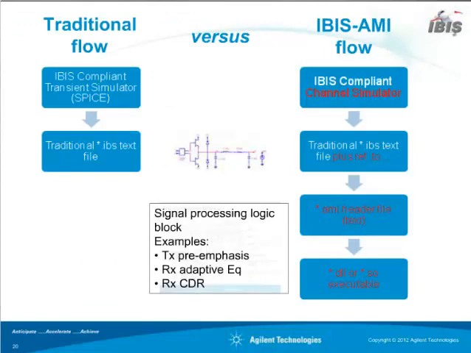So what does the traditional flow and the IBIS AMI flow look like? Well, the traditional flow takes place in a SPICE simulator. It has the IBIS buffer models and a traditional text-based IBIS file. Now, the IBIS AMI flow does require you to use the channel simulation. So IBIS AMI models don't work in a SPICE engine. They really are designed to work within the context of a specialized engine. And again, it starts with the IBIS text file, but there are two extra files that allow us to go ahead and put the signal processing functionality for the channel into the channel simulation.